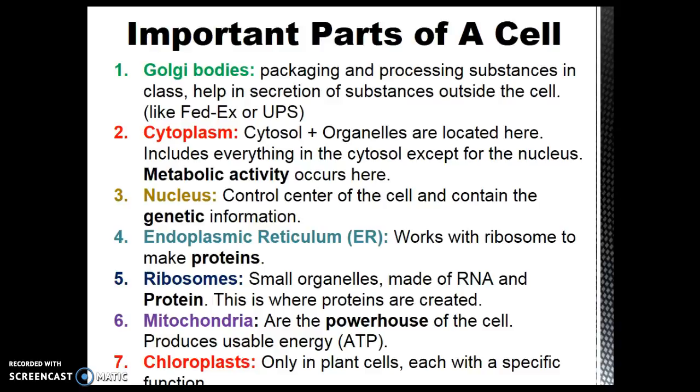The mitochondria. This is the powerhouse of the cell. It's going to help produce usable energy. ATP is what that is. We're going to be looking at ATP and how the mitochondria plays a role in producing that energy. Chloroplasts, only found in plant cells. They have a specific function. Most of them have chlorophyll in them, and they deal with photosynthesis. There's also some other things that they do as well, and we will get to that.